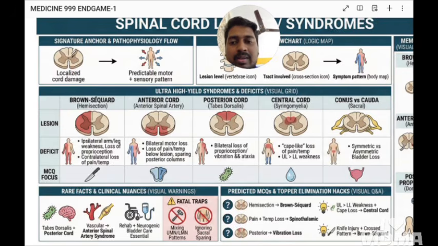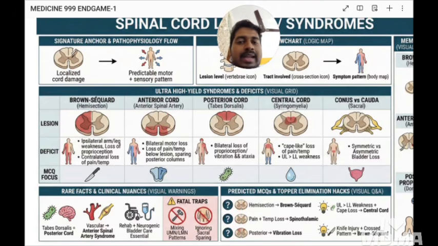Second is anterior cord syndrome, which most commonly occurs when there is a thrombosis or some injury to the anterior spinal artery. This is the place where the corticospinal tracts pass. There are two corticospinal tracts, the anterior and the lateral. When the anterior corticospinal tracts are involved, there will be bilateral motor loss because both sides are involved in anterior spinal artery involvement, and there will be loss of pain and temperature below the lesion, sparing the posterior column. The posterior column pathway for proprioception is intact.